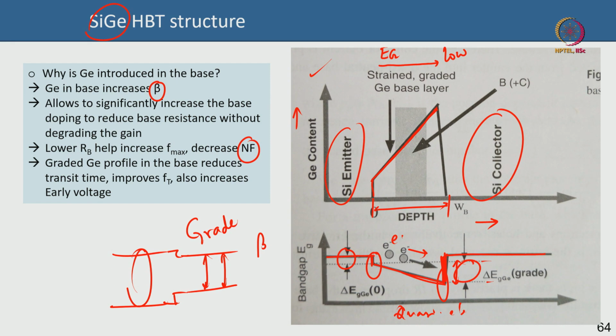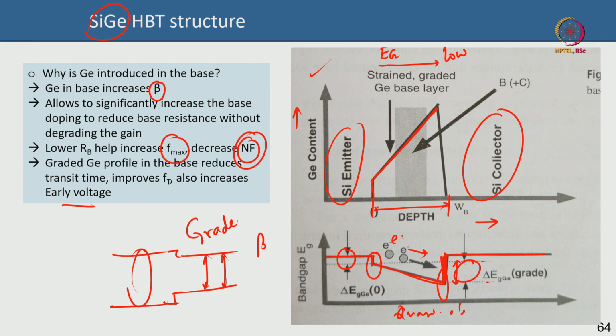Because you are doping the base high, which you cannot do so much in silicon BJT, the base resistance comes down. If the base resistance comes down, remember the gate resistance, your cutoff frequency will improve, your noise figure will reduce, both are very, very good and helpful. Okay. That is what I said.